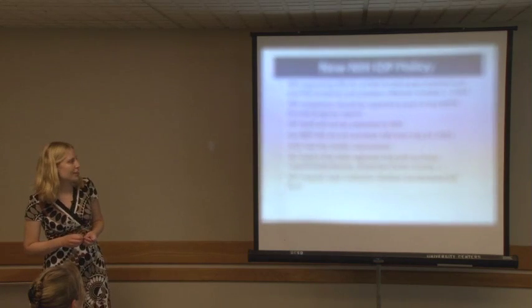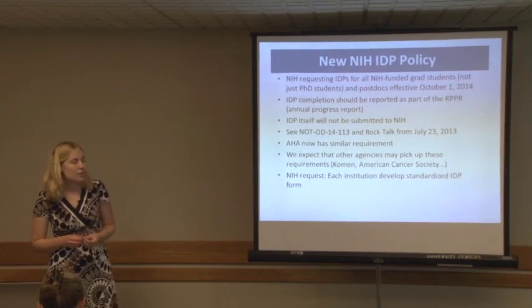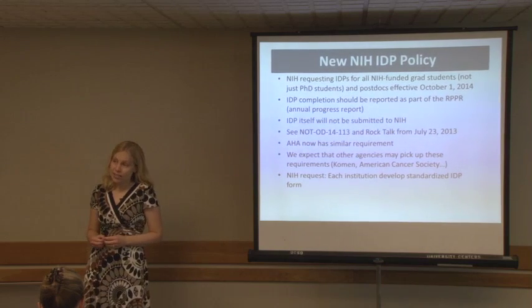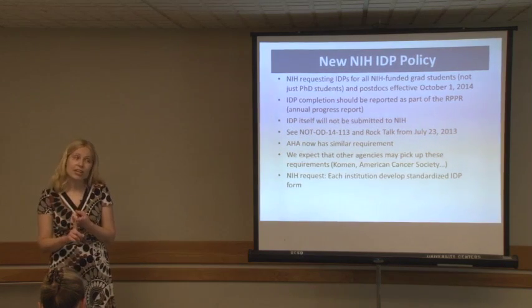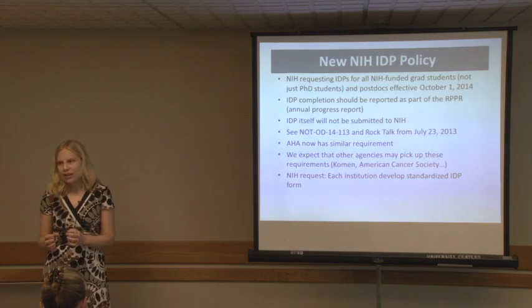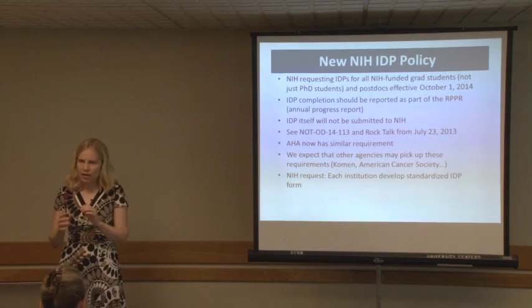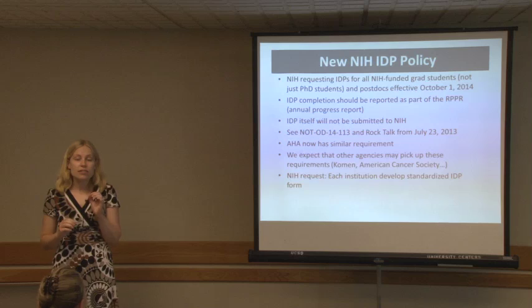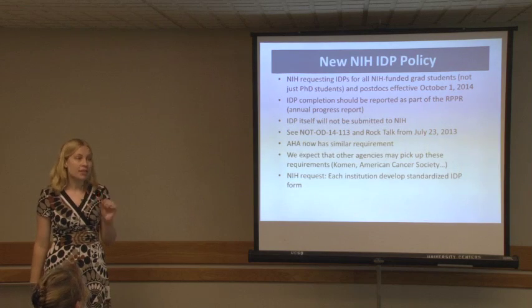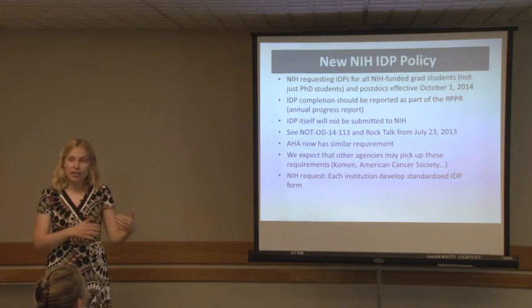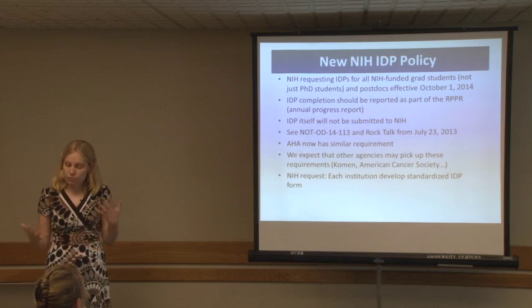Also, as a heads up, the American Heart Association, the AHA, does have a similar IDP requirement. Unlike the NIH, the AHA is collecting the students' IDPs, which I don't like. I think that these are fairly private documents, but that's the requirement. The AHA is requiring this for all fellows at the time of application for the fellowship, whereas the NIH is just requiring it once they're funded. The AHA wants them to do it before they even apply. So just a heads up on that.